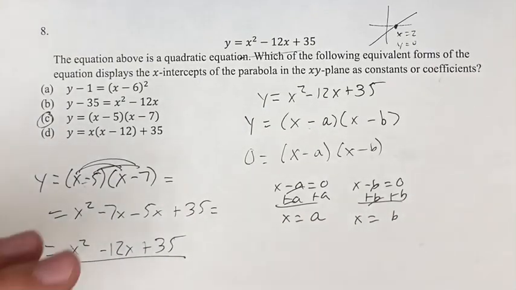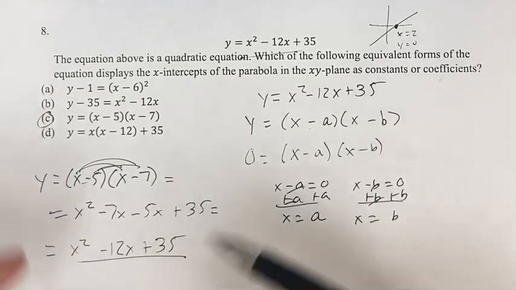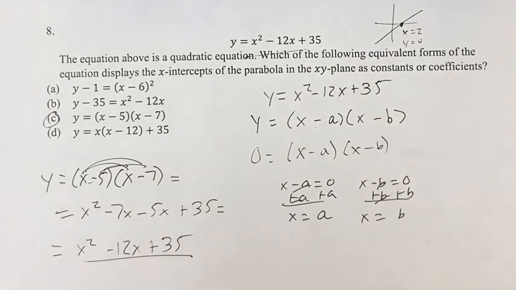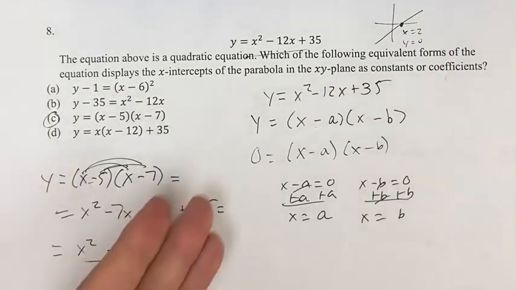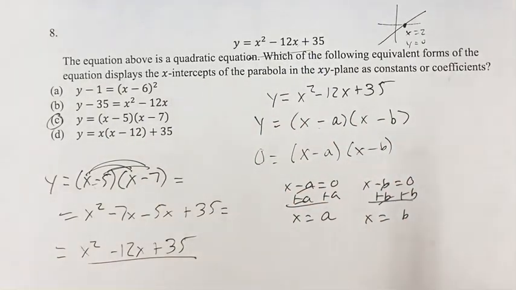Hopefully this was helpful doing this sort of backwards. I think it takes a little bit less work and sort of helps you understand why we're going through this problem relating x-intercepts to factors. But even if you just do it normally by finding the x-intercepts and then seeing which one of the equations has that, you're going to get the same thing.